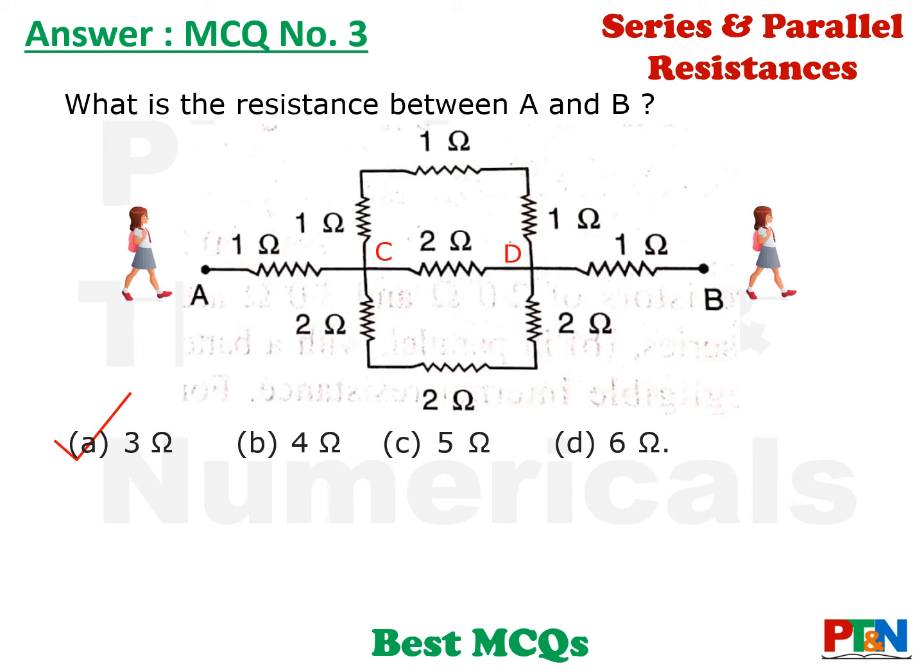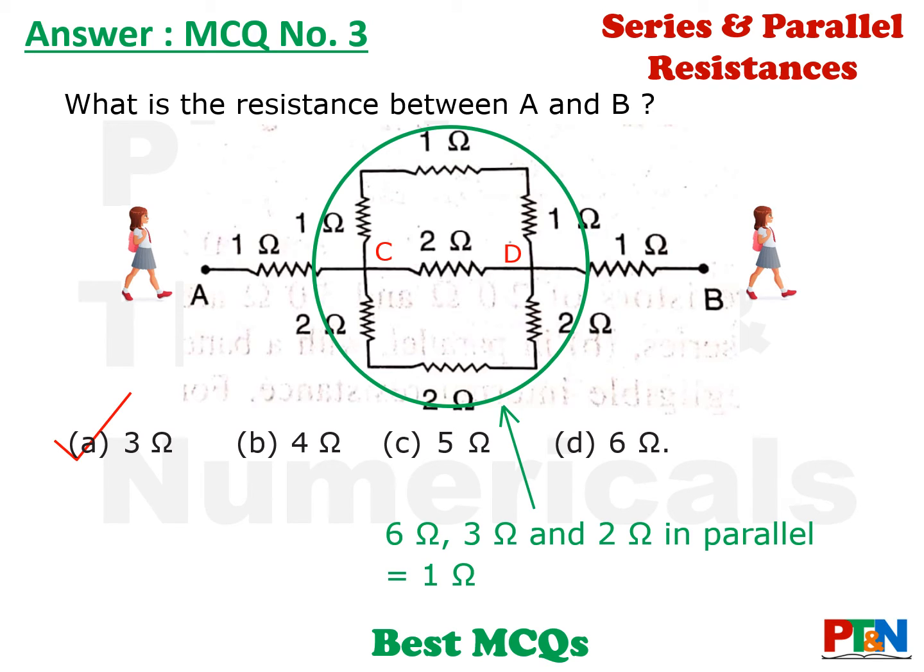Again, you travel from A to B. From C to D, there are 3 parallel paths. The upper path is 1 ohm plus 1 ohm plus 1 ohm, that is 3 ohm. The middle path is 2 ohm, and the bottom path is 2 ohm plus 2 ohm plus 2 ohm, that is 6 ohm. That is 6 ohm, 3 ohm and 2 ohm in parallel. You find out the equivalent resistance.